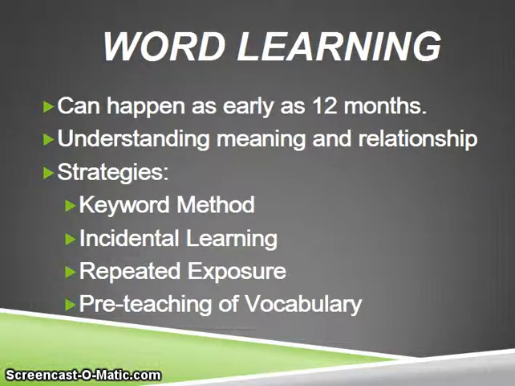As we teach, we have to make sure that they are learning words. Children can learn words as early as 12 months, but they continue to learn throughout their whole lives. With word learning, children have to understand meaning and relationship with each and every word. There are 4 strategies of word learning. The first is keyword method. The second is incidental learning. The third is repeated exposure. And the last is pre-teaching of vocabulary.